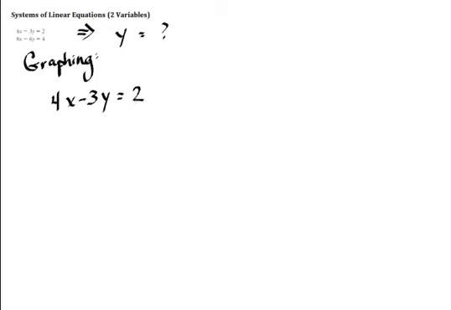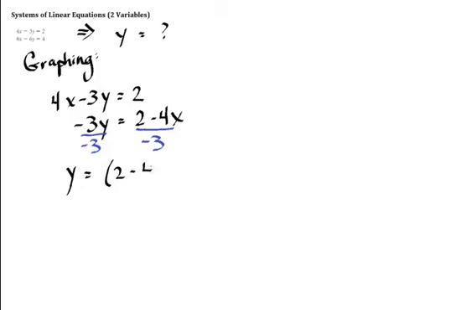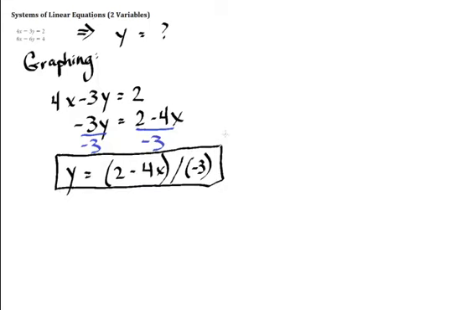So we have this. I'm going to move the 4x by subtracting 4x from both sides, and I'll have 3y equals 2 minus 4x. I'll then divide both sides by a negative 3. So then what I'm left with is y equals, this doesn't really simplify, so I'm just going to write this as 2 minus 4x divided by negative 3. And that's what I'm going to plug into my calculator, and I'll show you that that's what I'm going to do. Because this is kind of a messy one. It doesn't come out beautiful like the others did.